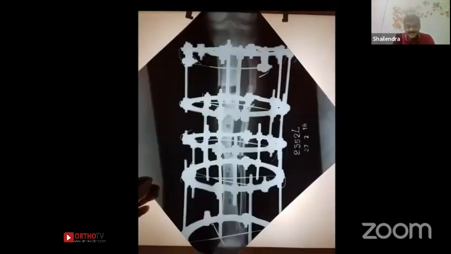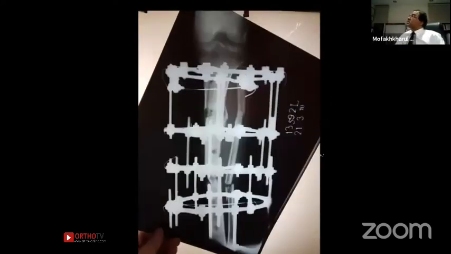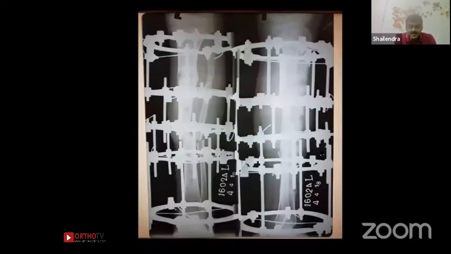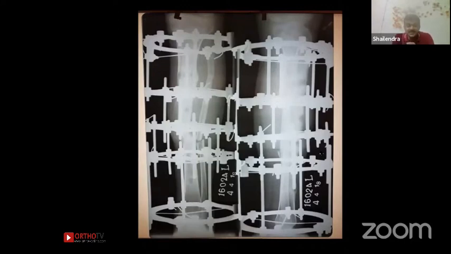The corticotomy is opening up, but there is no sign of union at the fracture site. Next, the corticotomy starts uniting, but the fracture is not uniting. Then we again did distraction at the fracture site after compression. That again shows signs of union.